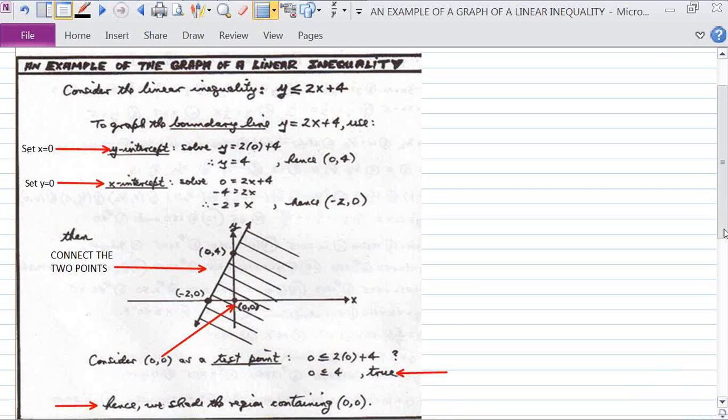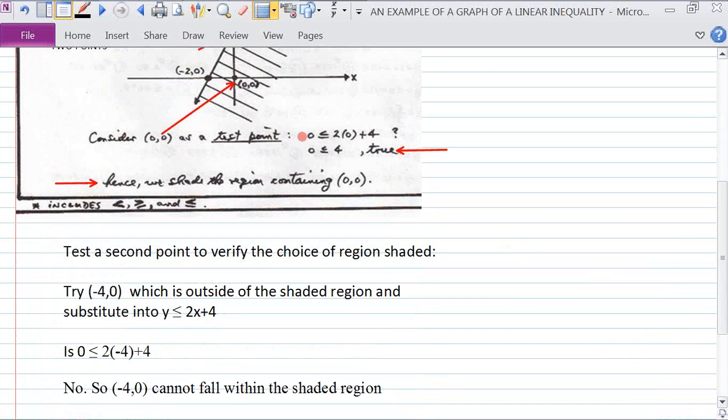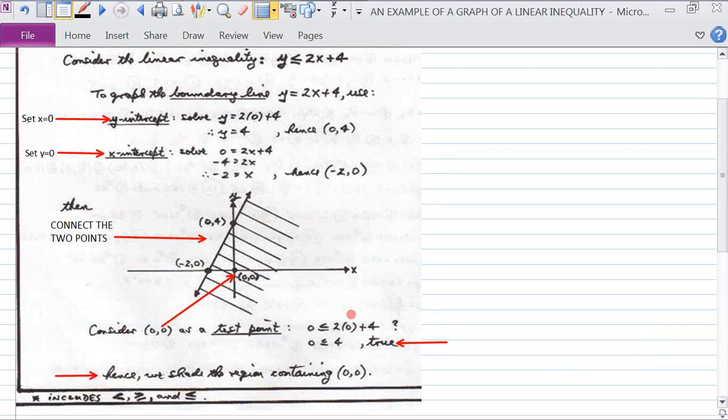Finally, I checked with another point to verify that lies on the other side, and I'm predicting that it shouldn't work. And what I found was when I plugged it back into this original equation, it didn't work. So that point cannot fall within the shaded region.